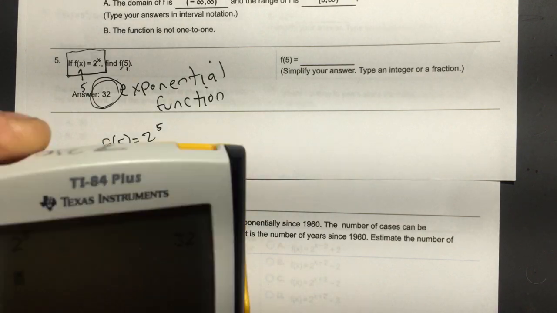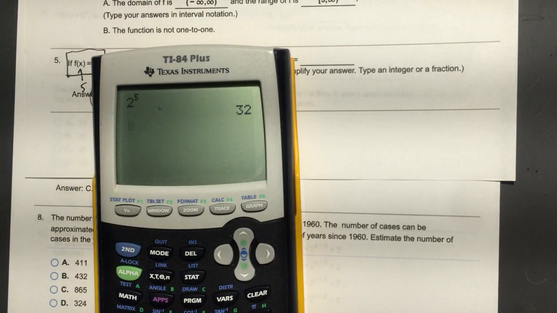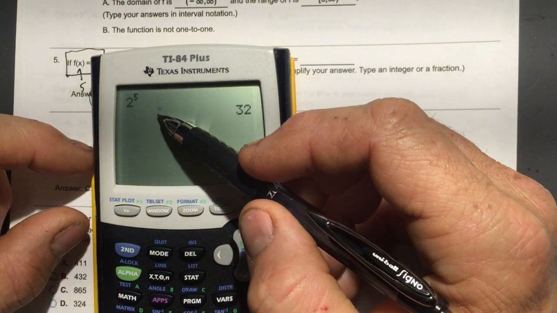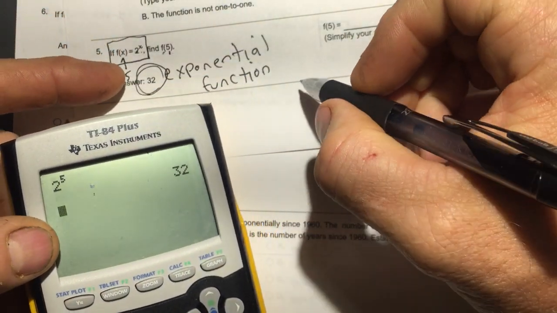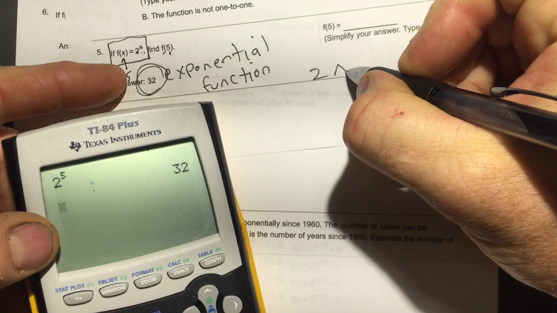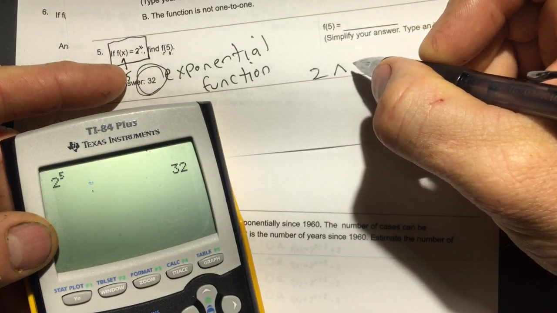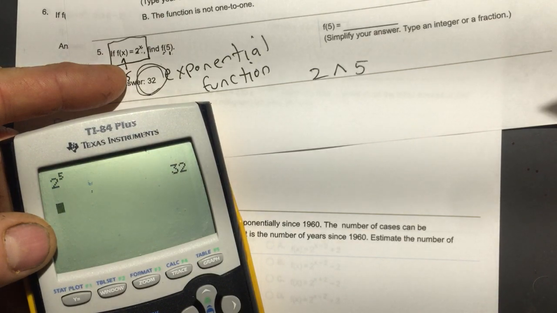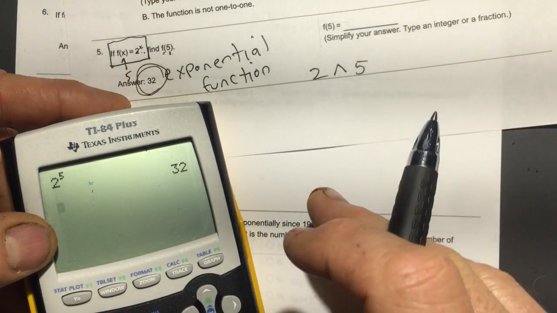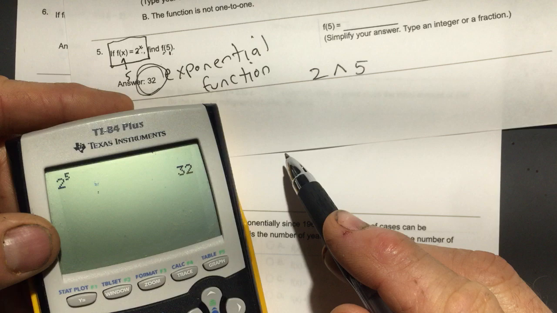Okay. Now, some calculators don't put it up in the exponent like this one does. Some calculators will just say 2, and you hit that button, so that button will be on there. And you'll just hit 5 like that. Okay? So your calculator may be like that.